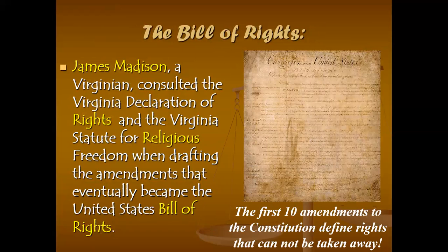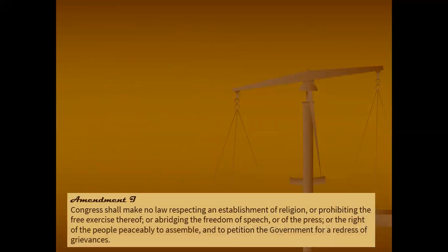Right, James Madison, he's going to consult the Virginia Declaration of Rights and the Virginia Statute for Religious Freedom when he is writing the first draft of the Bill of Rights, the first 10 amendments to the Constitution. So now let's go ahead and take a look at all 10 of them one by one.